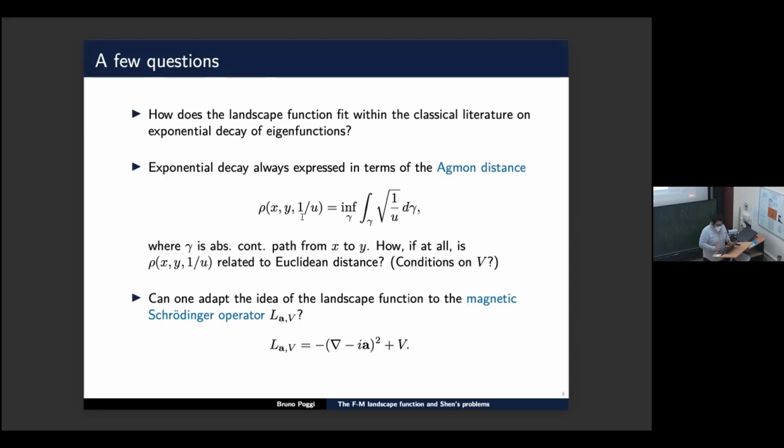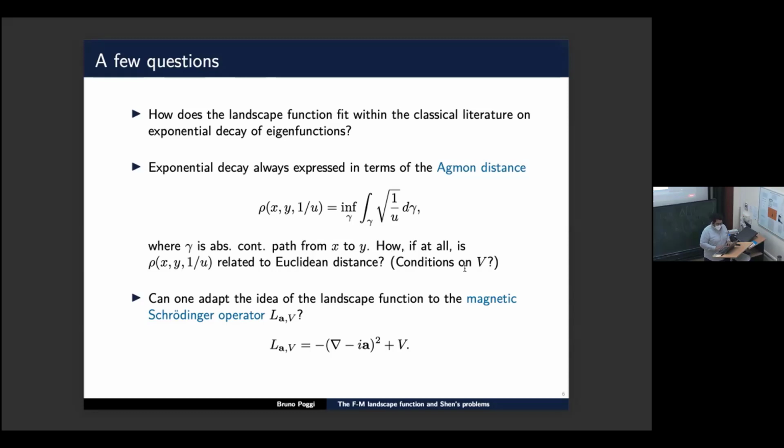Now, related to this question is that the exponential decay with the landscape function is always expressed in terms of an Agmon distance, which is this distance weighted by the square root of 1 over u. And basically, when I say there's exponential decay with the landscape function, I mean there's exponential decay in this Agmon distance. But this distance in principle can be very degenerate if we don't have any information about what 1 over u is.